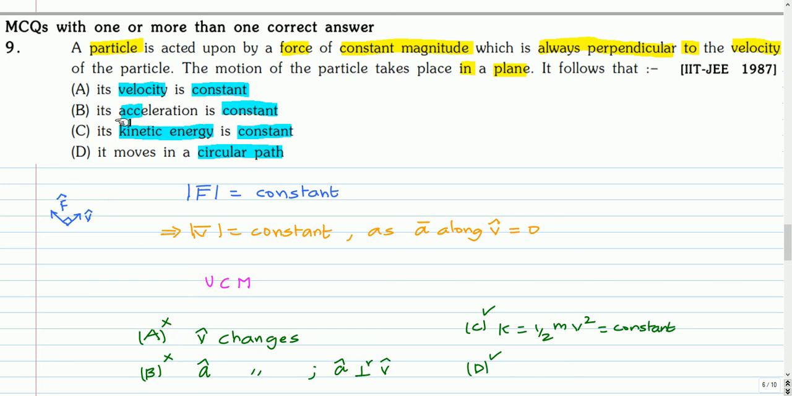Option B talks about acceleration. The direction of acceleration is always radially inward, and the radial direction keeps changing. So the acceleration vector direction changes even though the magnitude is constant. So option B is also not true. Option C talks about kinetic energy, which is half mv square. The magnitude of the velocity is constant, so v square is constant, so kinetic energy is constant. So option C is correct. Option D says it moves in circular path. Yes, this is a case of uniform circular motion, so option D is also true. So the correct options are C and D.